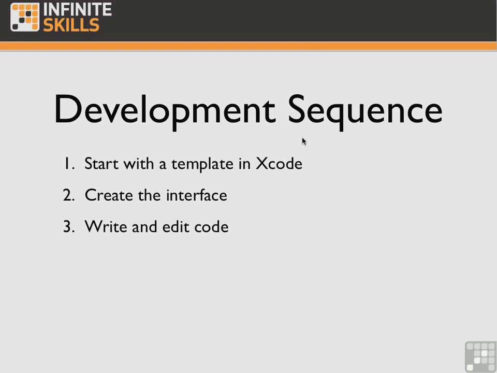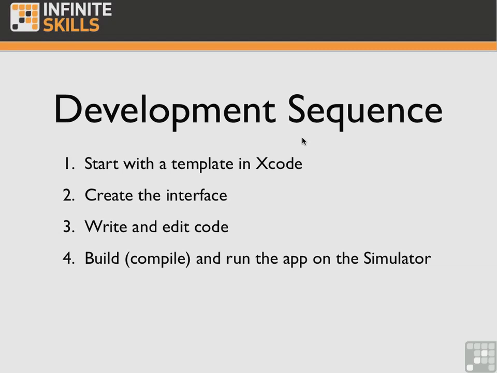Xcode has a text editor that provides many features to help you write code. It's a very intelligent editor that can detect syntax errors as you type. The fourth step is to build, which includes compiling the code, and then run the app on the simulator. You would also build and run the app on the iPhone or iPad after it has been tested. But for now, step 4 would be using the simulator.